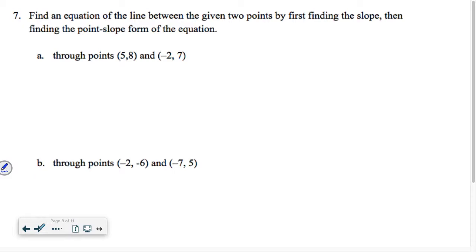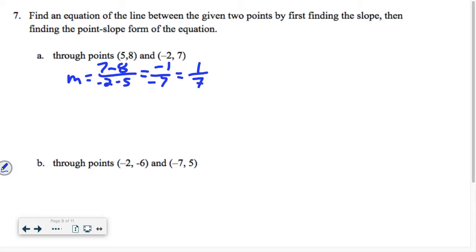For this next example, I'm only going to give you 2 points. But just like before, you need to know the slope. So first thing we're going to do is find the slope using our slope formula. So 7 minus 8 divided by -2 minus 5. 7 minus 8 is -1. -2 minus 5 is -7. Negative divided by negative gives me a positive 1/7.